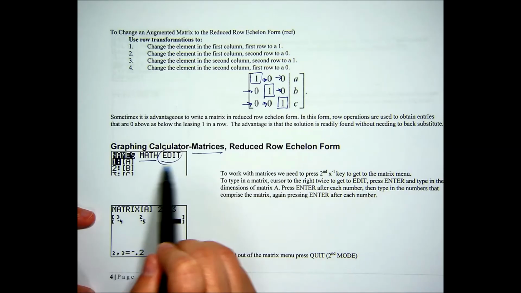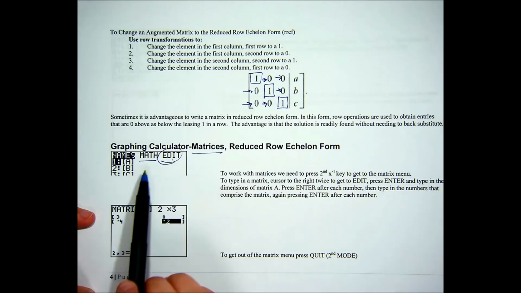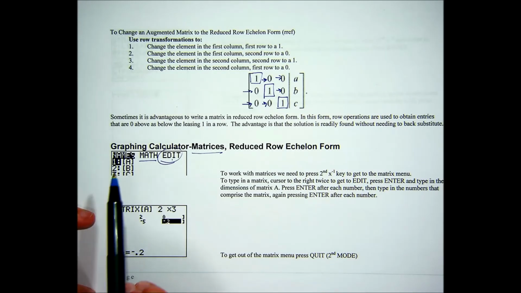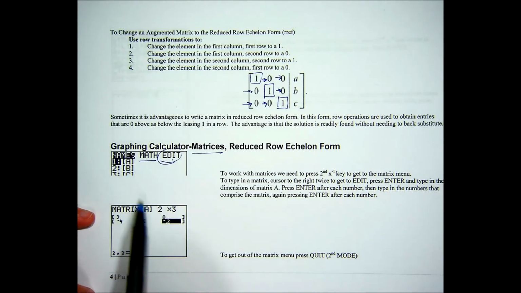Edit looks like this. Edit, for example, will say, would you like to edit A, B, C, D, and these are the names of the matrices. So let's say I want to edit A. Let's say my matrix is a 2 by 3. Well then I would put in my numbers. To get out of the matrix menu, you hit second mode, which is quit.